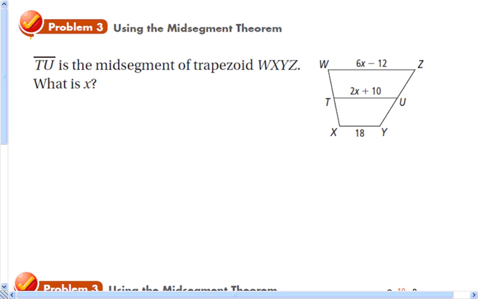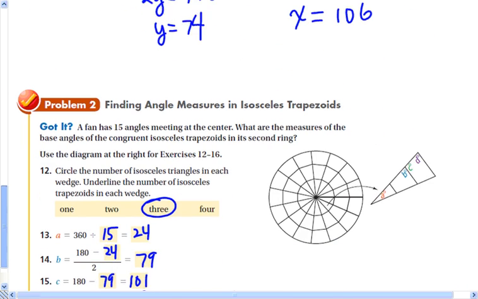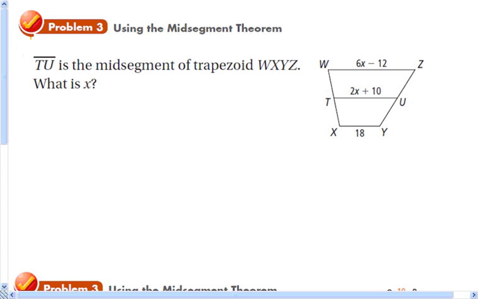All right, using the mid-segment of trapezoid WXYZ, what is x? Okay, there's a mid-segment theorem of the trapezoid that we saw earlier. We can use that here. We know that TU is 1/2 of the sum of the bases. So we're going to write for this one, 18 plus 6x minus 12 is equal to 2x plus 10. And that's by the trapezoid mid-segment theorem.